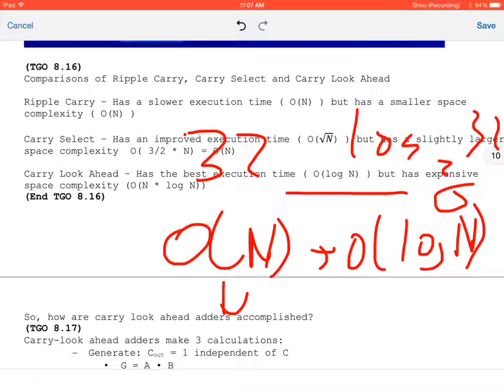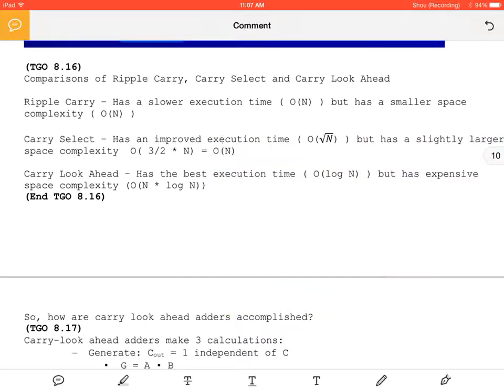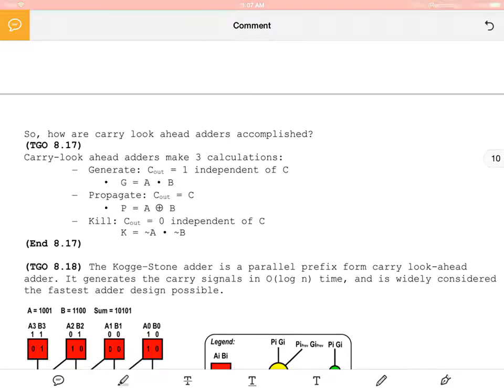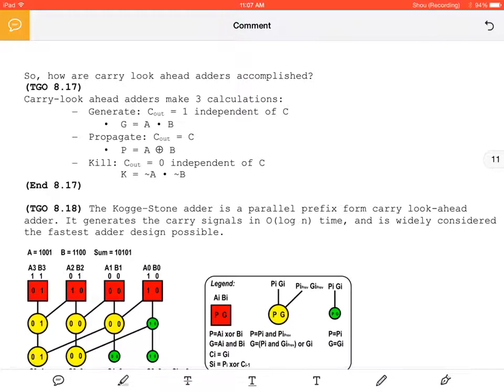So that's our goal, right? Try to cut this down as much as possible. However, n log n, so that becomes 32 times 5 instead of just 32 of area overhead. So we're going to discuss how these are generated and ways to mitigate this area overhead. The three carry Lookahead adders make 3 calculations.